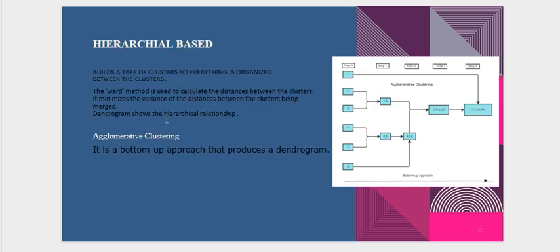In the hierarchical-based algorithm, the clusters are formed orderly in a hierarchical manner. It might be either a top-down approach or a bottom-up approach. Here they use the Ward method to calculate the distance between clusters, and they call this representation a dendrogram. There are two types of clustering under hierarchical-based, that is agglomerative clustering and divisive clustering.